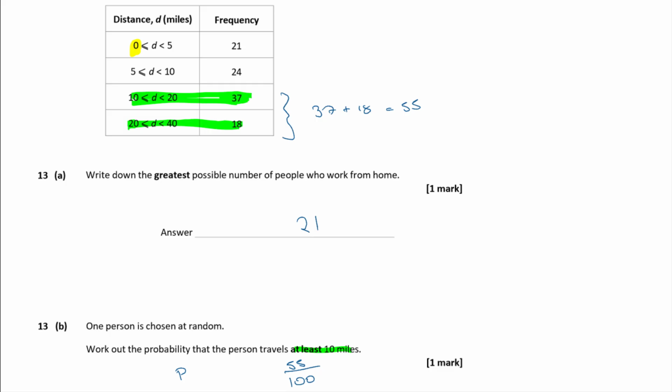So the probability of at least 10 is going to be 55 over 100. Now the final part asks us to draw a histogram of the results. So we've got our graph paper and our axes already done. What we don't have at the moment though is the frequency density. Notice I've got frequency density on the side here, but at the moment I've got frequency. So that's not going to do.